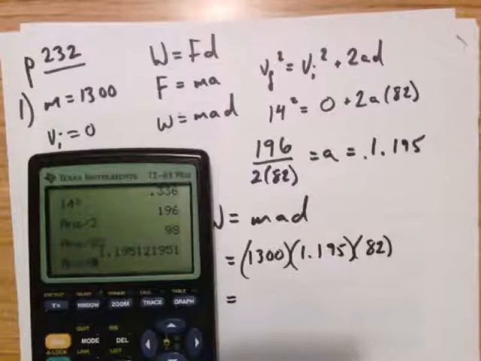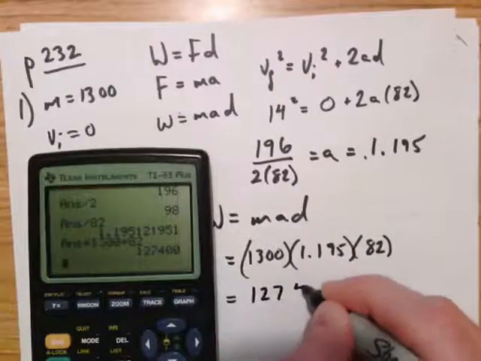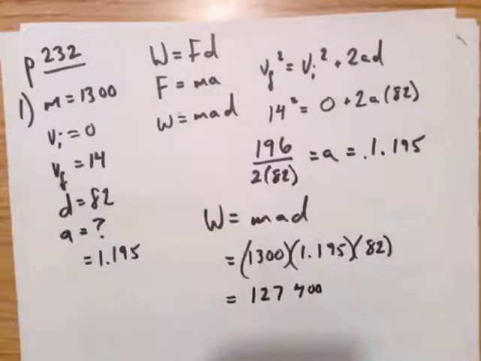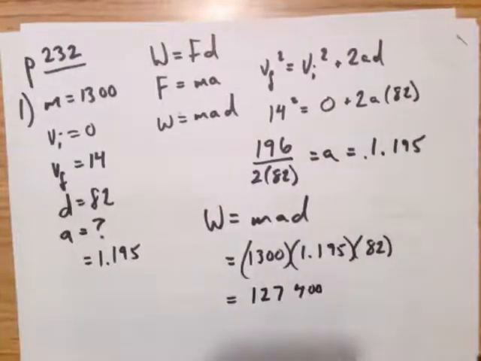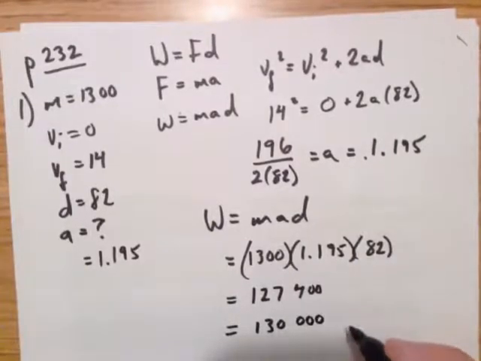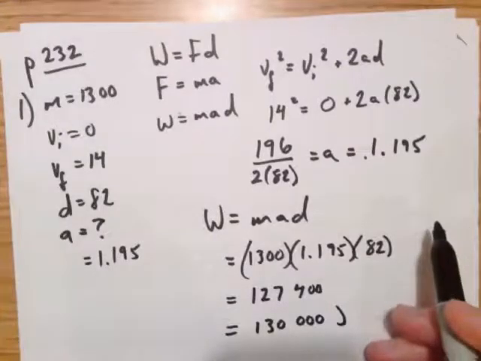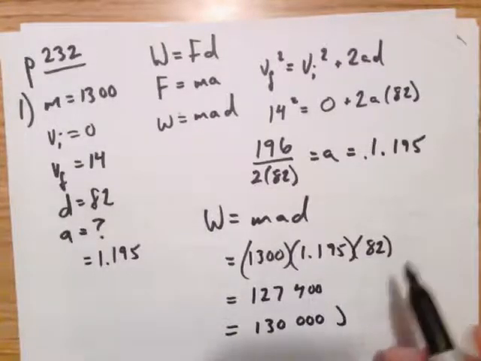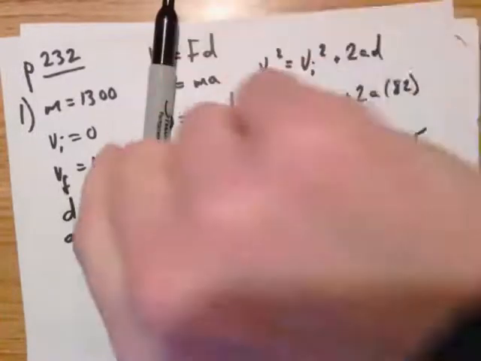This times 1300 times 82 is 127,400. So how many sig figs? Probably 2. Yeah. So that equals 130,000 joules. Textbook probably says 130 kilojoules. Yep, same thing. Pause while I get water.